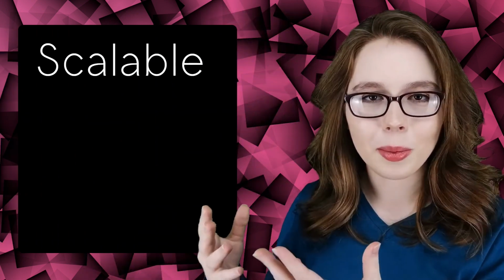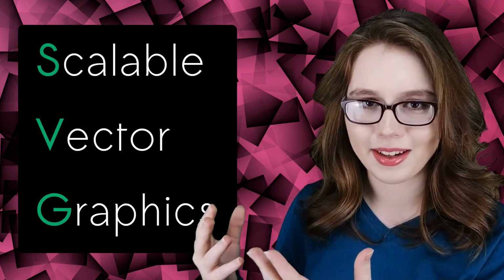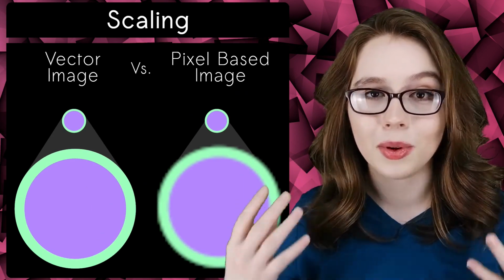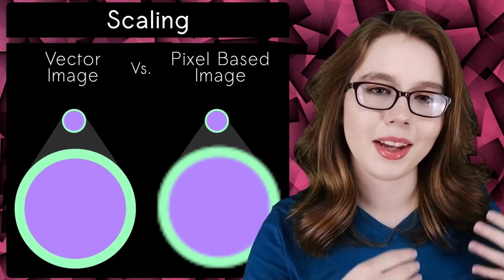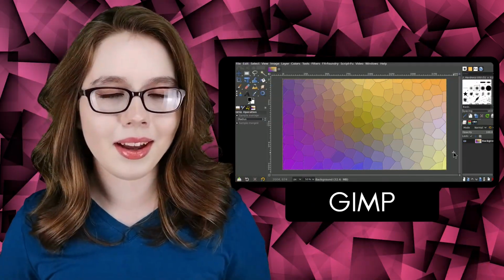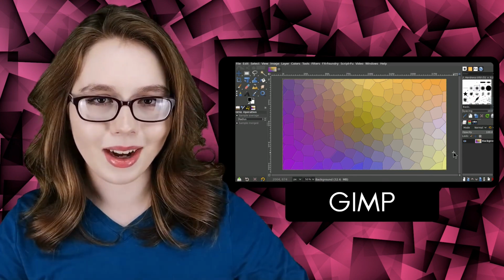Now, Inkscape is used for creating and editing scalable vector graphic files recognizable by their .svg extension. Vector graphics can be scaled to any size without losing their quality, unlike pixel-based images. When working with pixel-based images, I would recommend using GIMP. I will have a link to the video on how to install GIMP in the pinned comment.